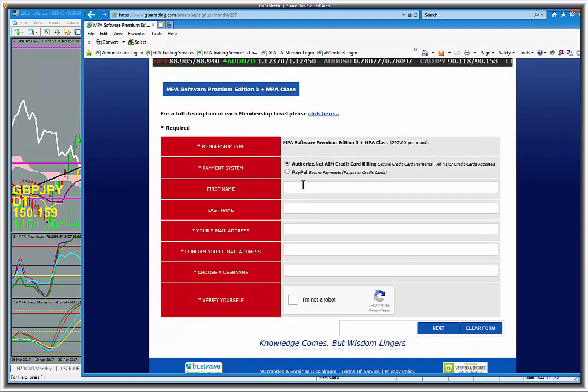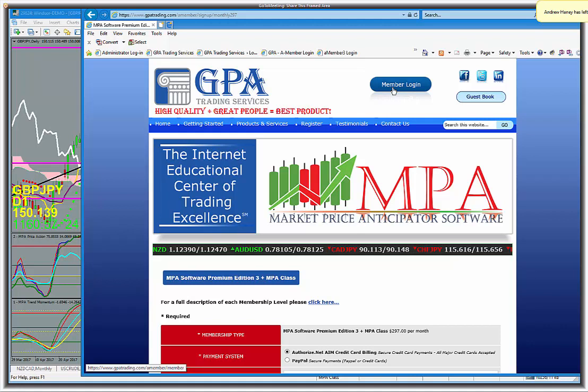All right? And you go ahead and fill out your name, address, choose a username, go through the capture process. You'll go to the next page where you put in your secure credit card payment, and then you're good to go. And by doing so, you'll have access to the class recordings, the software, the platform. You have everything at your fingertips within seconds, and it's available 24/7.